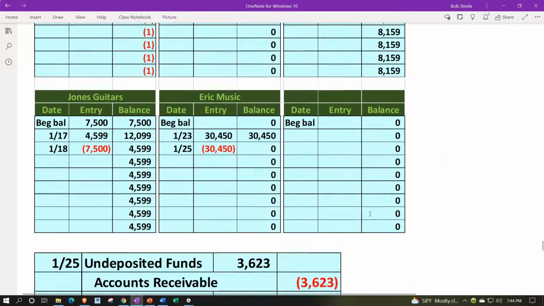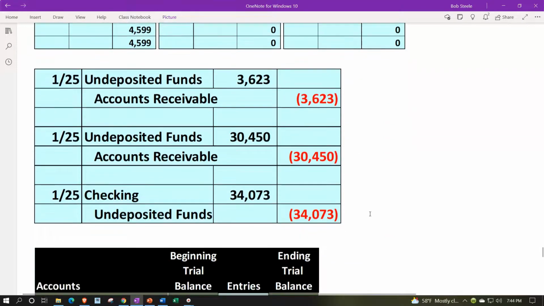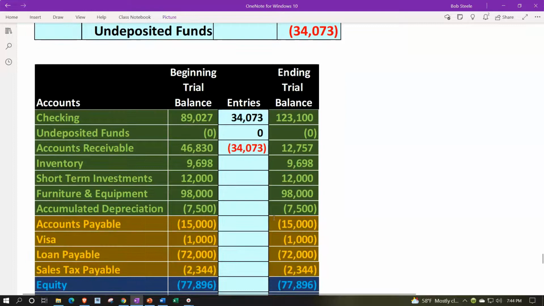Then we're going to take those deposits and put them into the checking account, expecting that they're going to show up on the bank statement grouped together in one lump sum number. Therefore, we debit the checking account, other side credit to the undeposited funds. So now it's going to be going up into the checking account. Undeposited funds goes back down to zero.